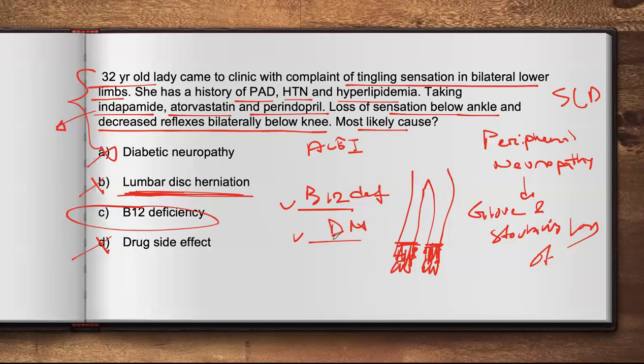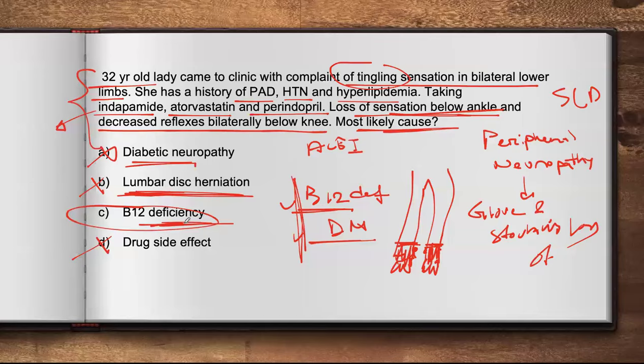So B12 deficiency is a cause of peripheral neuropathy, and your patient is coming to us with tingling sensation in the lower leg. Your patient is having loss of sensation below the ankle. So it means that this patient has peripheral neuropathy, and we need to find out what's causing this because that's our question. We know the cause of peripheral neuropathy is B12 deficiency or diabetes. That's the commonest cause. And we have got both options in here.